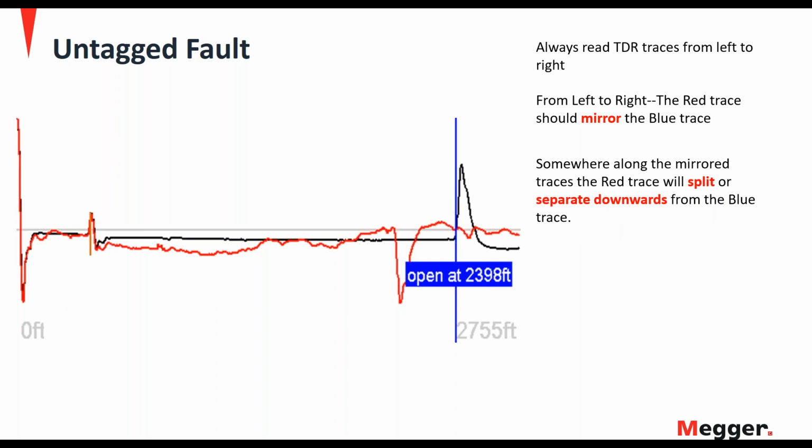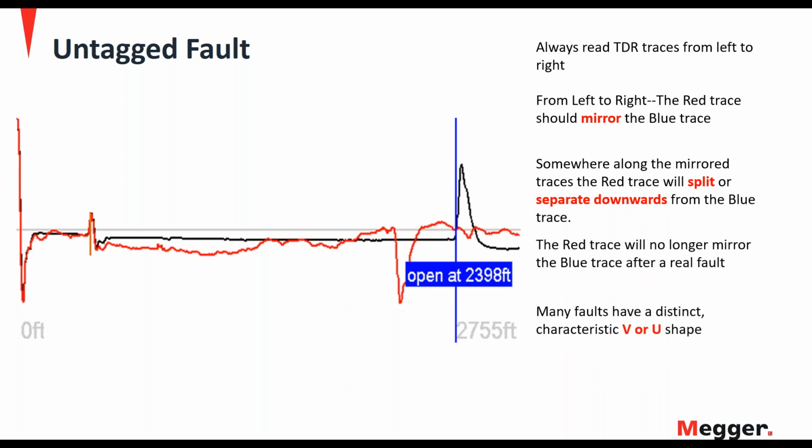And somewhere along the mirror trace, the red trace will split. Now, the mirror effect is not very good in this particular example, but we definitely get this. We can clearly see a very distinct V or U shape, and that's what I'm going to call the fault. I'm quite confident that that's a fault.